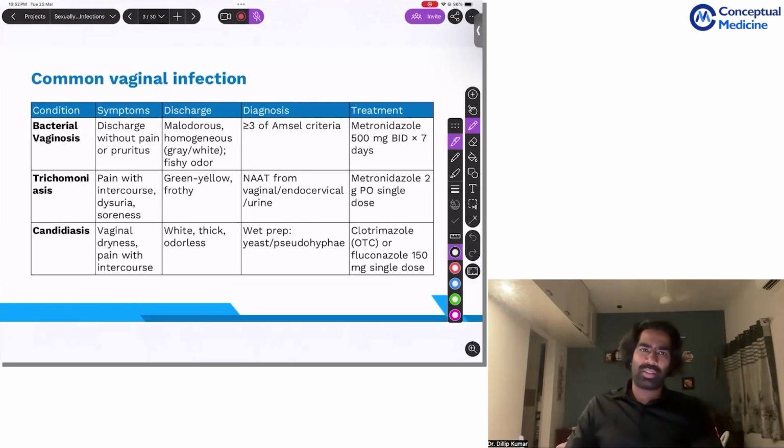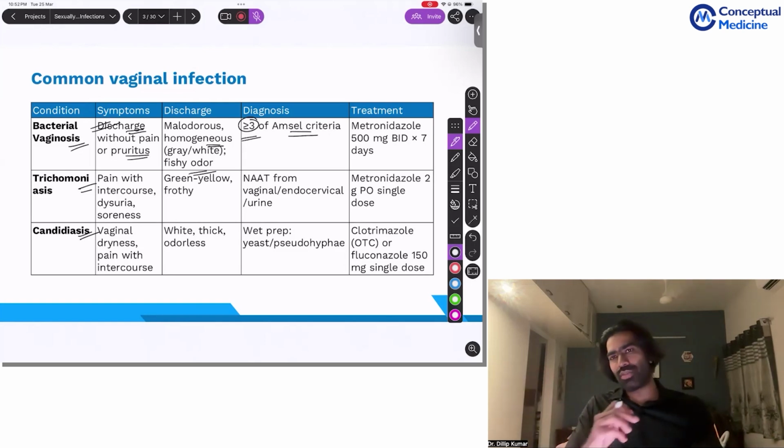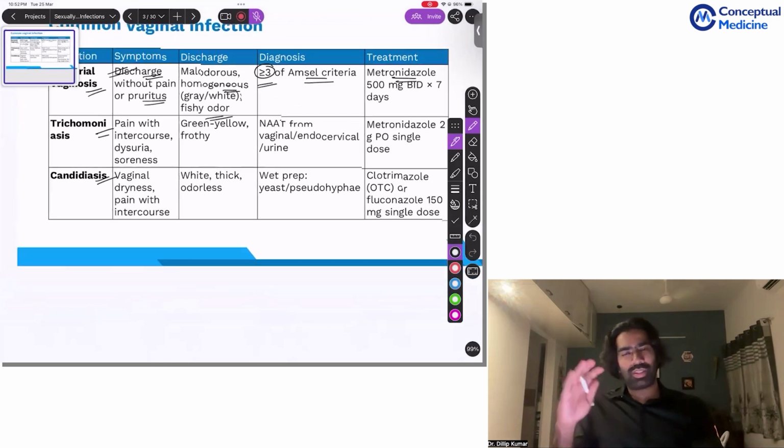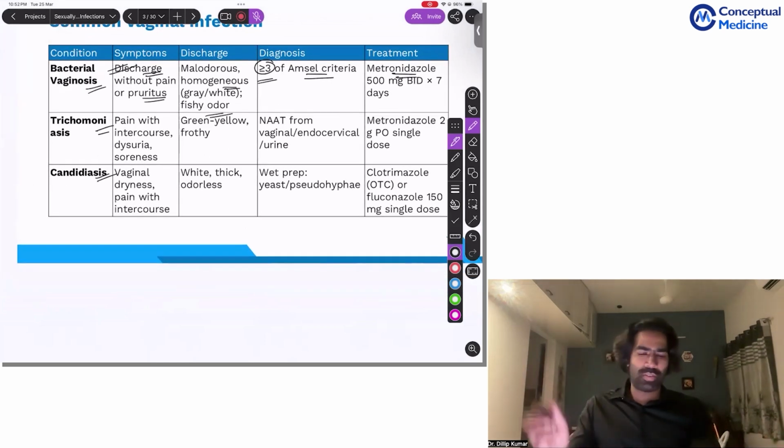Coming to common vaginal infections, we have bacterial vaginosis, Trichomoniasis, and Candidiasis, and most of them are going to present with discharge, but bacterial vaginosis is going to come without pain or pruritus. It's just discharge, and it's going to be malodorous in nature, often termed a fishy odor, and it's going to have a homogeneous appearance. And we're going to use something called Amsel criteria for diagnosis. We'll be discussing that later on, and you have to satisfy at least 3 of the criteria. And treatment is going to be with metronidazole, the standard drug, 500 milligram 2 times a day for 7 days.